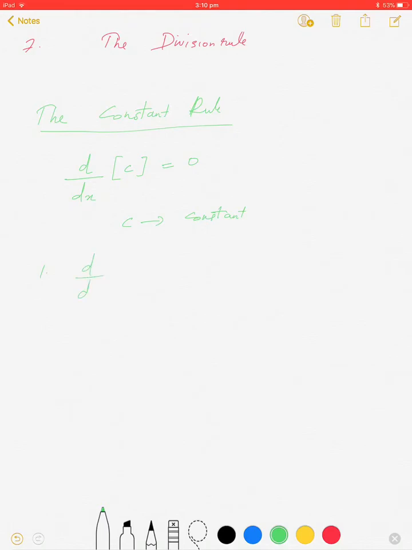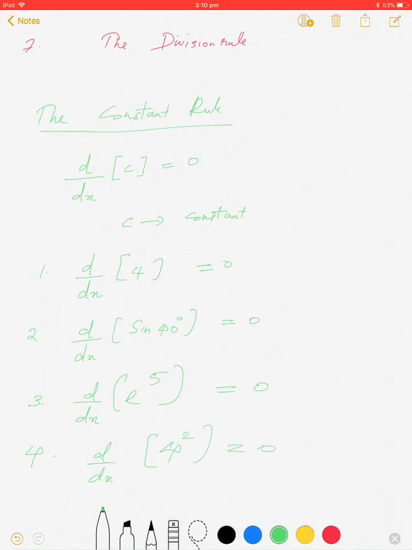First example, d by dx of 4. What is the answer? It is just 0 because 4 is a constant. Now d by dx of sine 40 degree. What is the answer? It's just 0 because sine 40 degree is a constant. Then 3, d by dx of e raised to 5. What is its value? 0 because e raised to 5 is a constant. Then fourth one, d by dx of 4 squared. It is also 0 because 4 squared is a constant.